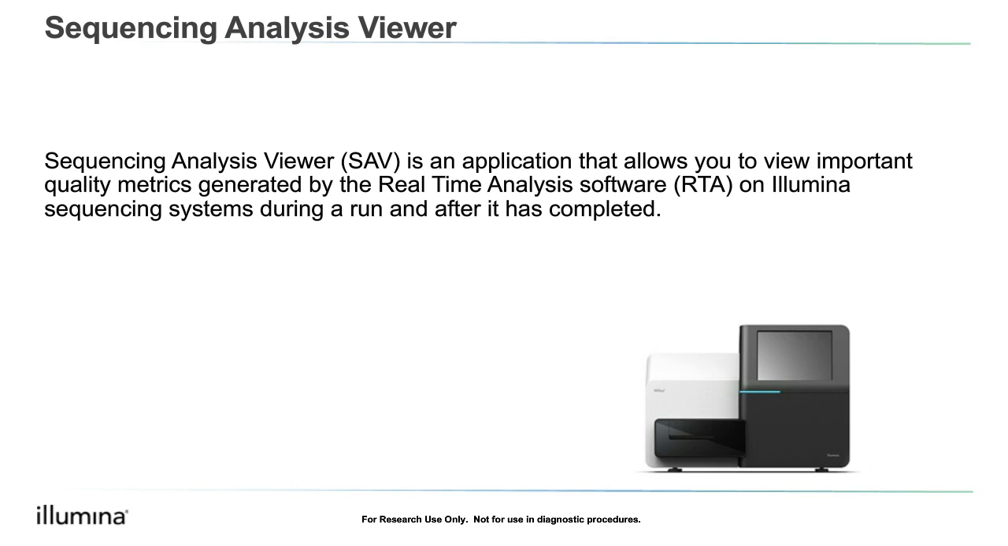Let's first cover what SAV is. Sequencing Analysis Viewer is an application that gives you the capability to view important quality metrics that are generated from an Illumina sequencing run. One thing to note is that SAV is simply viewing software so that you can view your run metrics during or after a run. SAV does not perform analysis nor manipulate data.